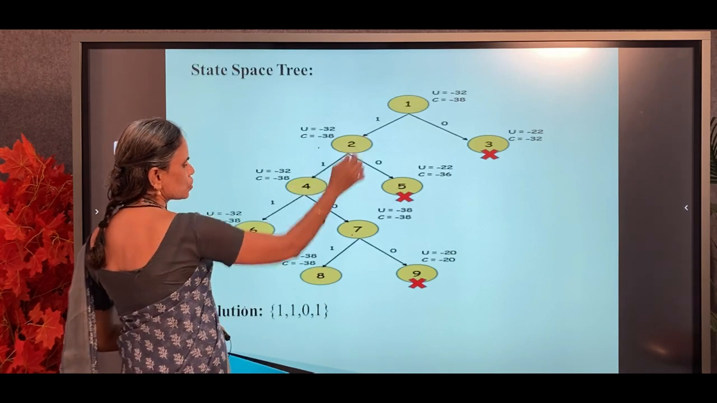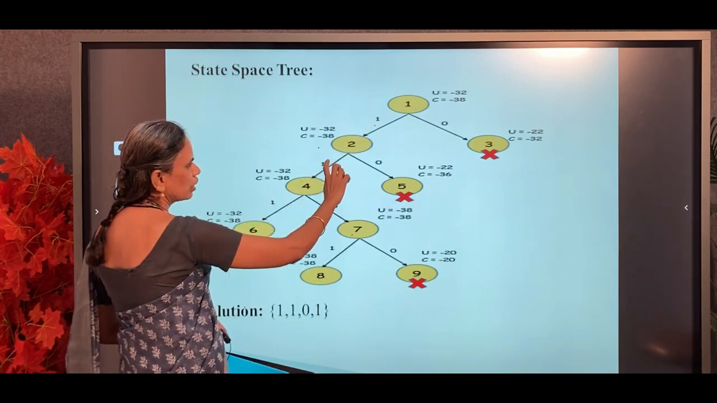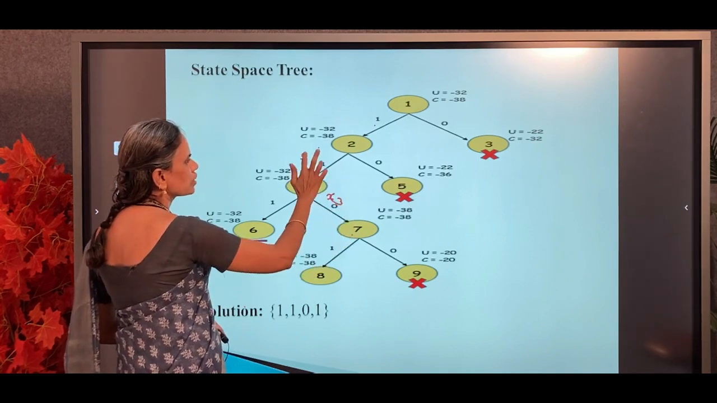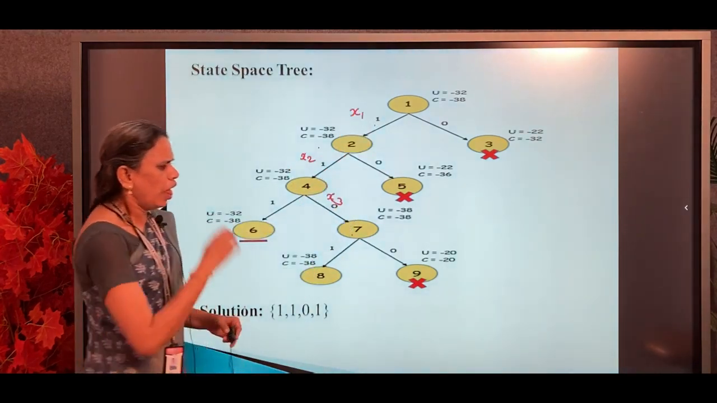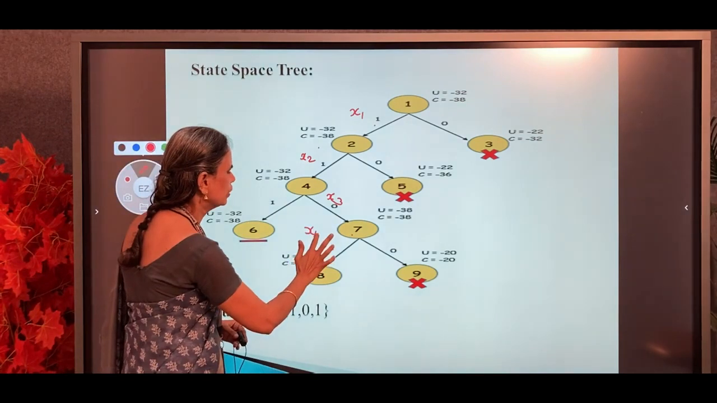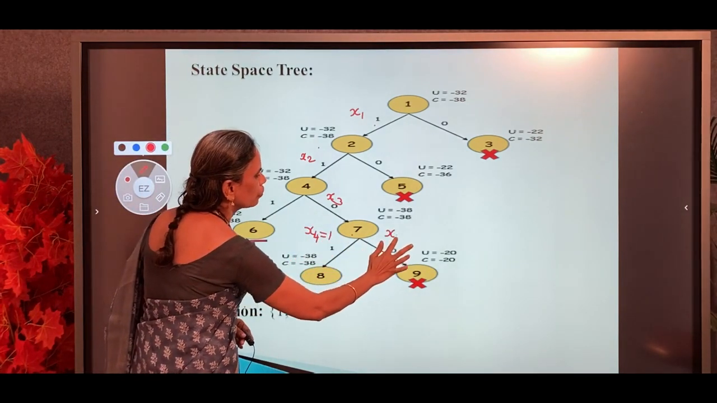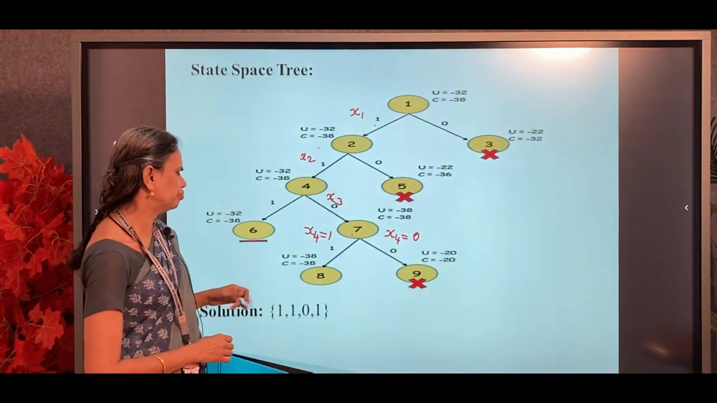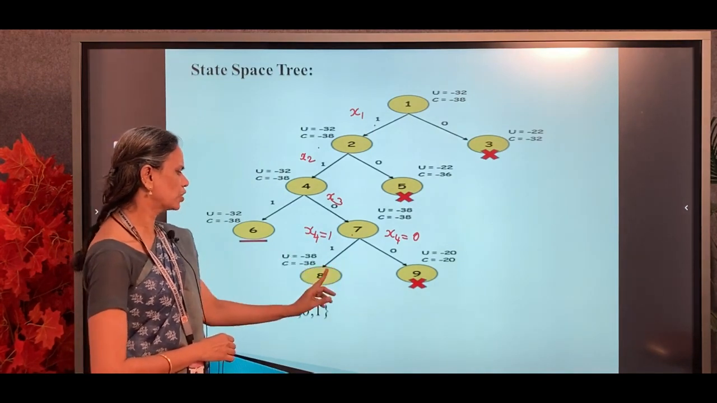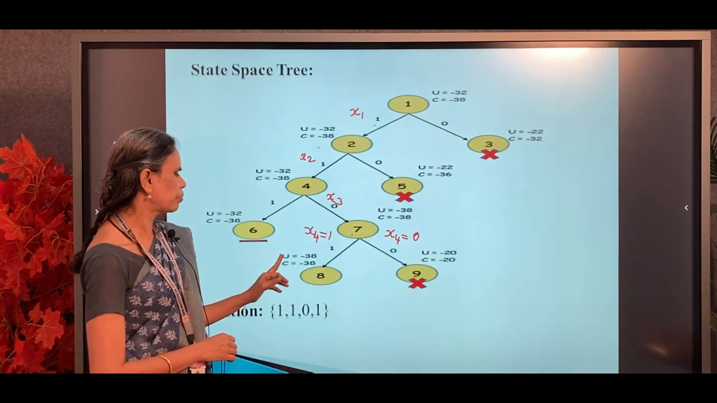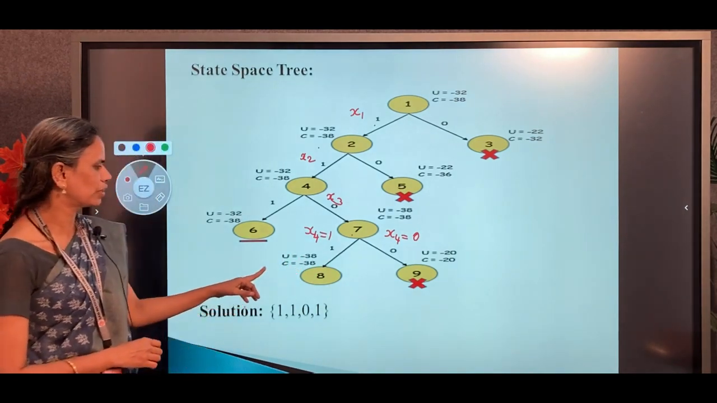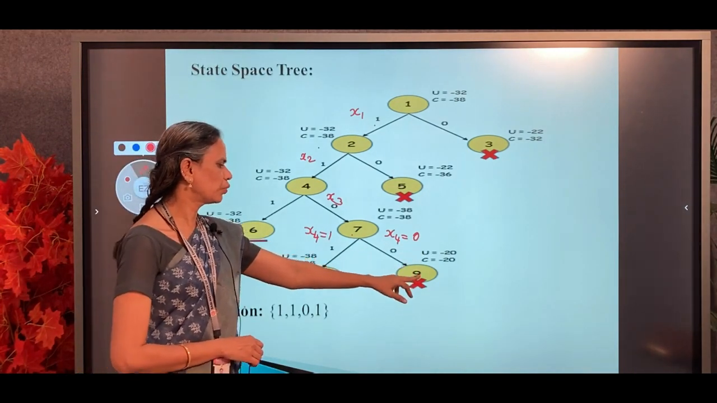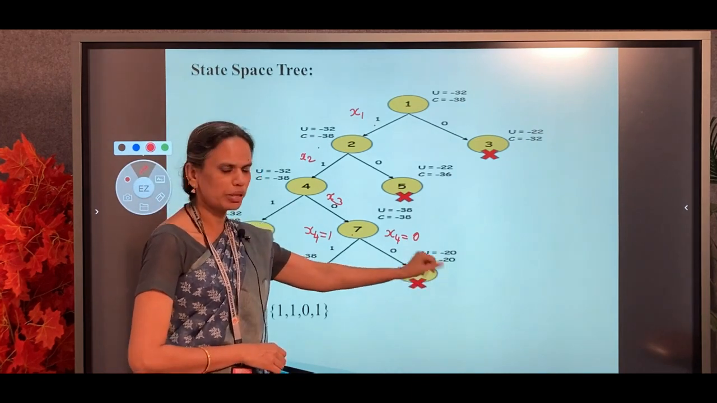So we have to select node 7 and explore further. Here we have included object 1, included object 2, and here not including the object 3. This one is x3, this one is x2, and this one is x1. And finally we have to consider whether the object 4 will be included or not included. By considering this, we get node 8 and 9. The upper bound for node 8 will be minus 38, and my lower bound for node 8 will be minus 38, and for node 9 the upper bound value is minus 20 and lower bound value is minus 20.